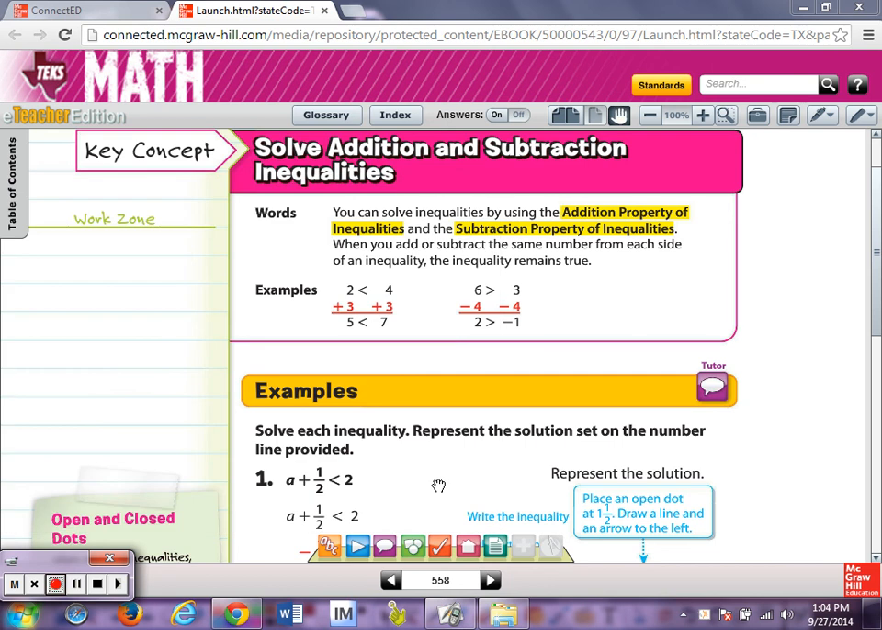All right, here is our video lesson for Chapter 7, Lesson 6, titled Solving One-Step Inequalities. We are on the first set of examples on page 558 in your book.